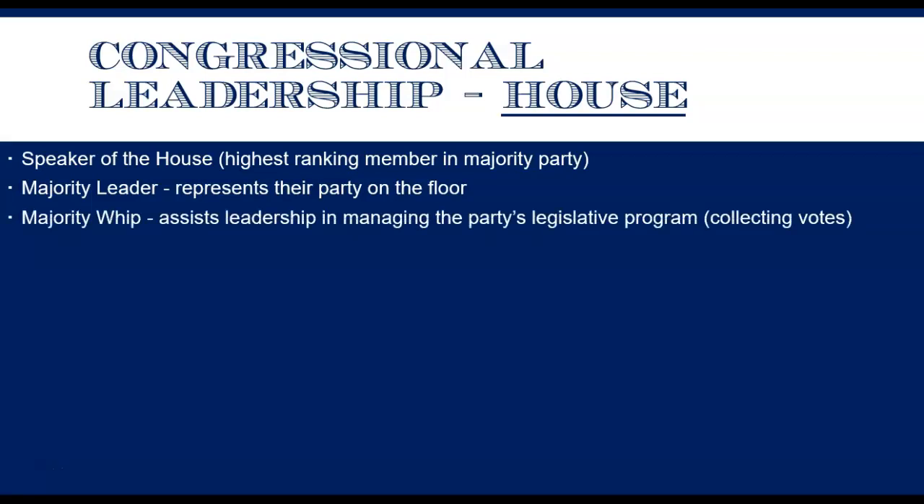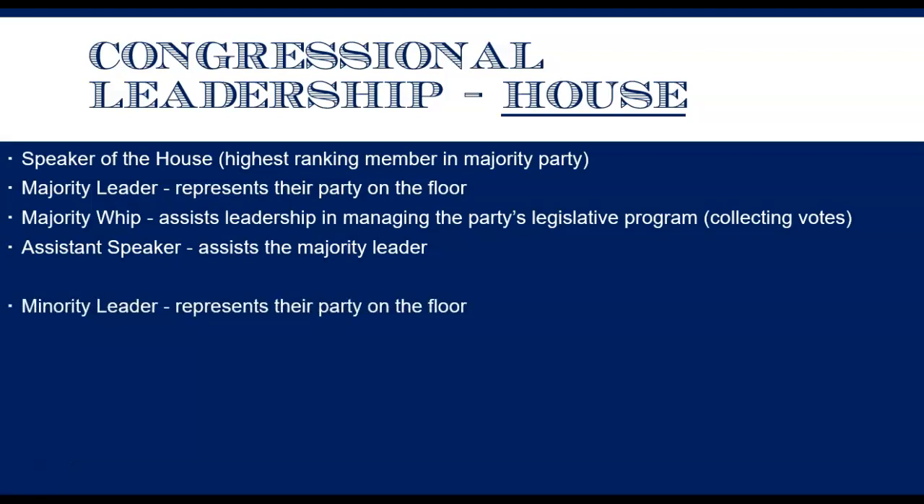Then you have the majority whip. They assist the leadership in managing the party's legislative program. They collect votes. They go around and gauge what everybody's thinking about, what they're going to vote, so they can see if they feel like they have the votes they need, or if they need to flip somebody or talk to somebody. Basically, they just go around and get a temperature on how the voting process may go for any individual thing they're voting on. You have the assistant speaker. They assist the majority leader.